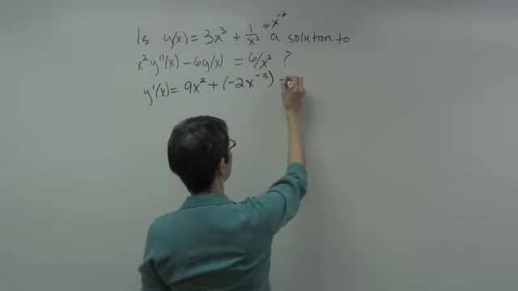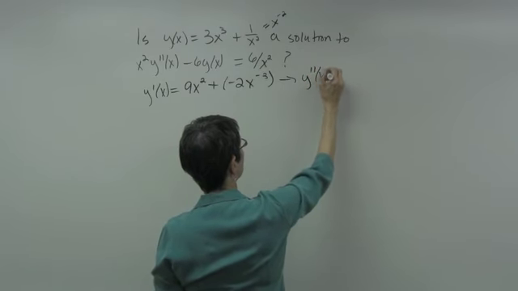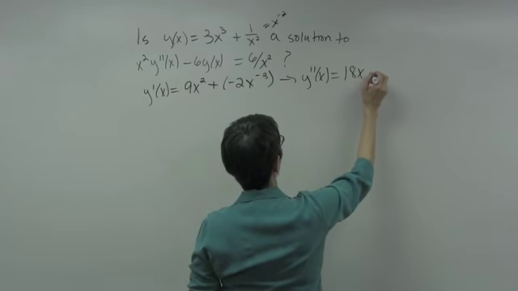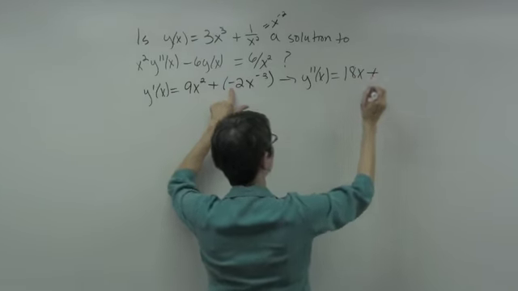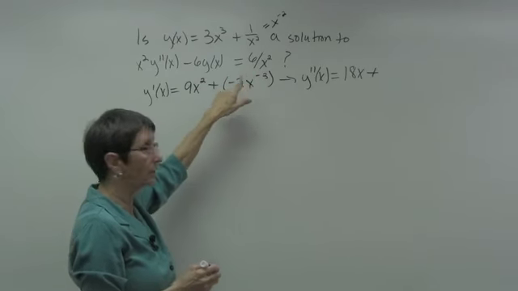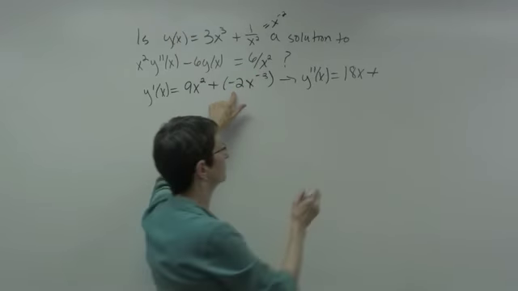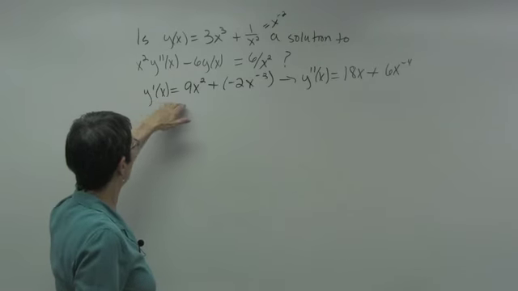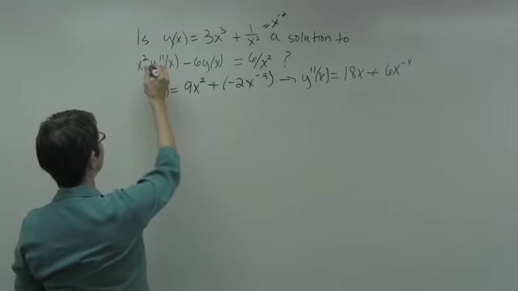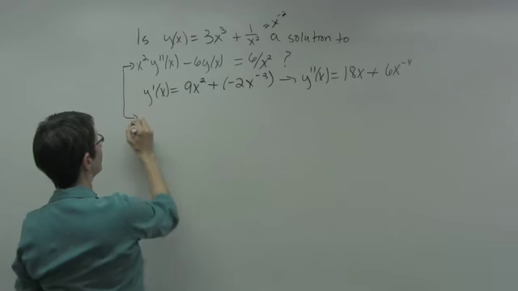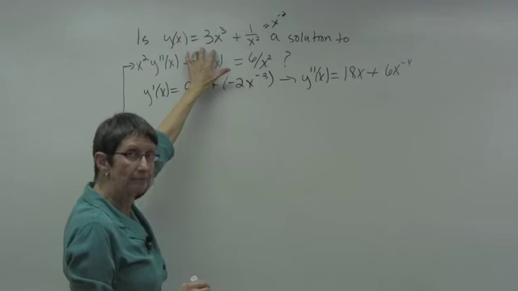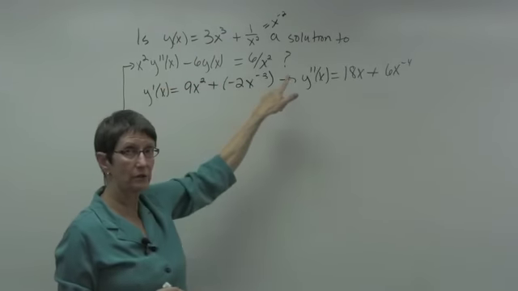Y double prime, the derivative of that: 2 comes around times 9 gives me 18x. Here I had minus 2. I'm going to continue it just within this parenthesis. Negative 3 comes around times negative 2 gives me 6, x, subtract 1, now to the negative 4. So I've got y prime, I've got y double prime. This is my differential equation, and so this is the one I'm trying to determine whether or not this y is a solution to this differential equation.